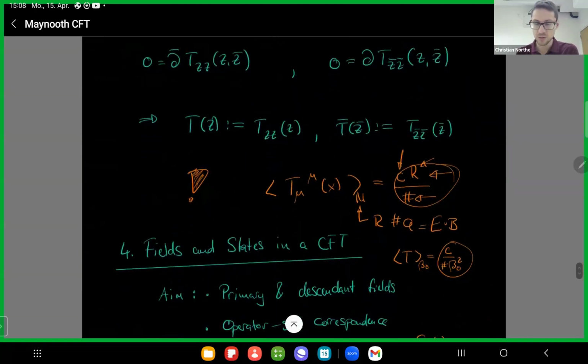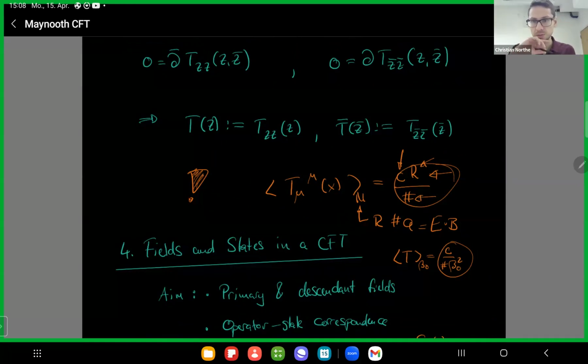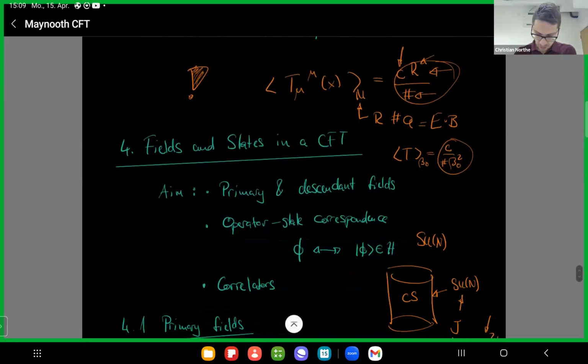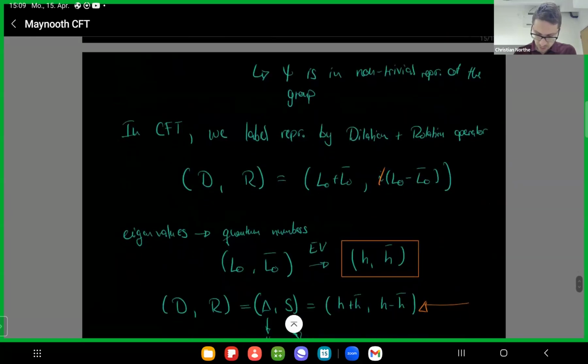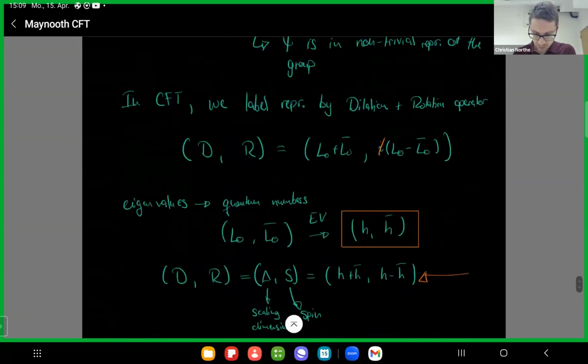And restricting to 2 dimensions, the tracelessness is for any dimension, and restricting to 2 dimensions, we were able to write down the 2 independent components of the energy momentum tensor, and we found by using conformal symmetry that these 2 independent components are, one of them is just holomorphic, the other one is just anti-holomorphic. All right. And then we came to the concept of fields in a CFT.